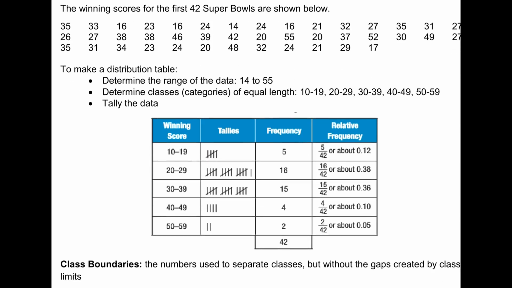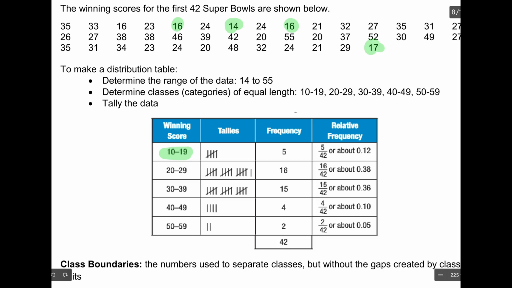All right. So the class boundaries are numbers used to separate classes, but without the gaps created by class limits. So here, let's take an example of maybe the winning score between 10 and 19. So I go highlight all the numbers that are between 10 and 19.